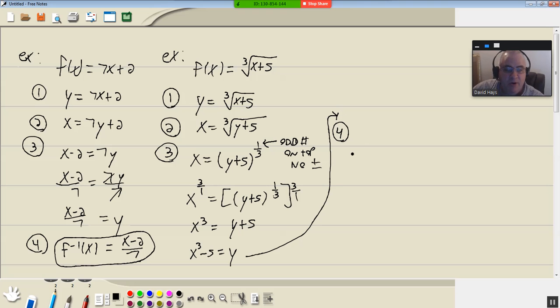And then step 4, we'll put our notation in. So the inverse of f is equal to x to the 3rd minus 5. And that's our answer. Let me clear that off.